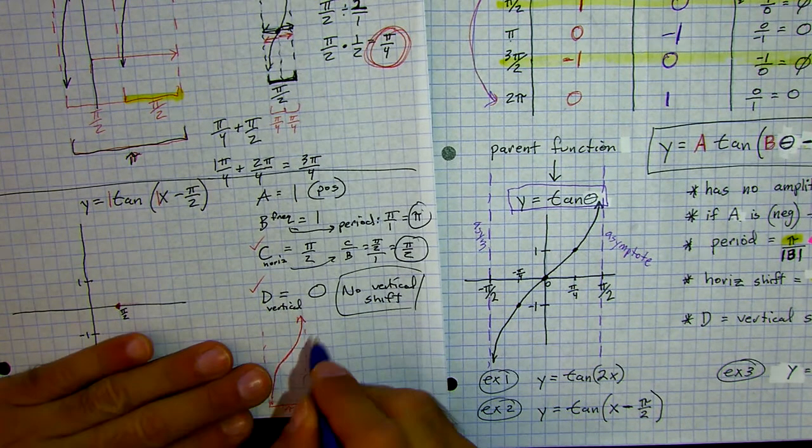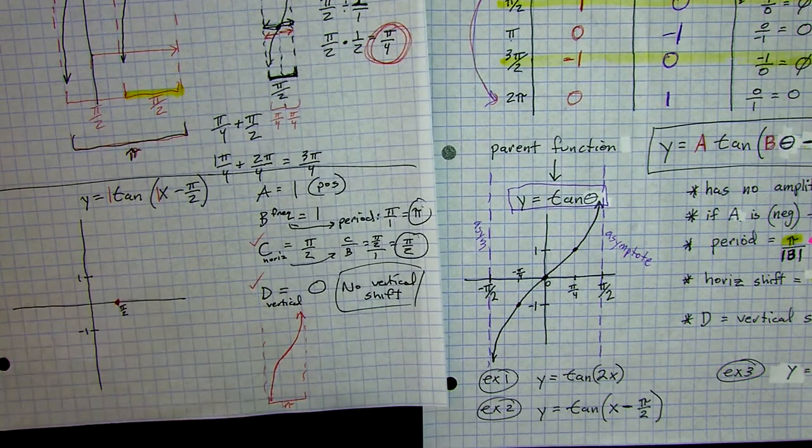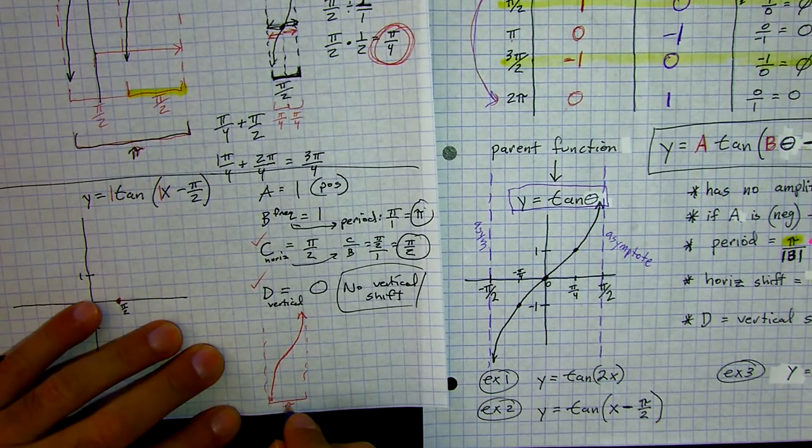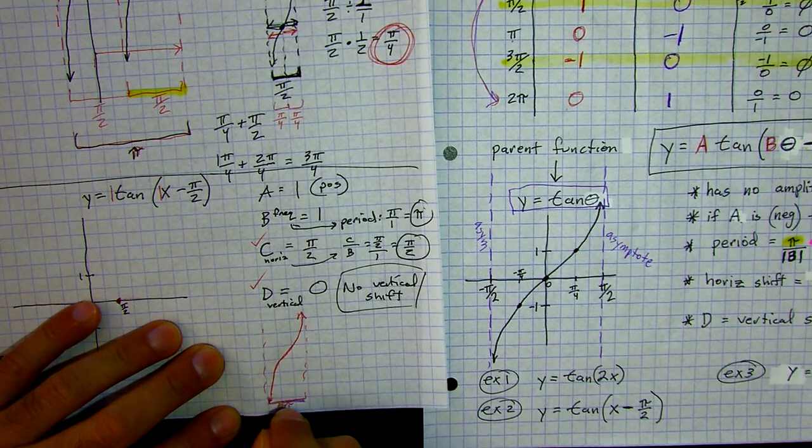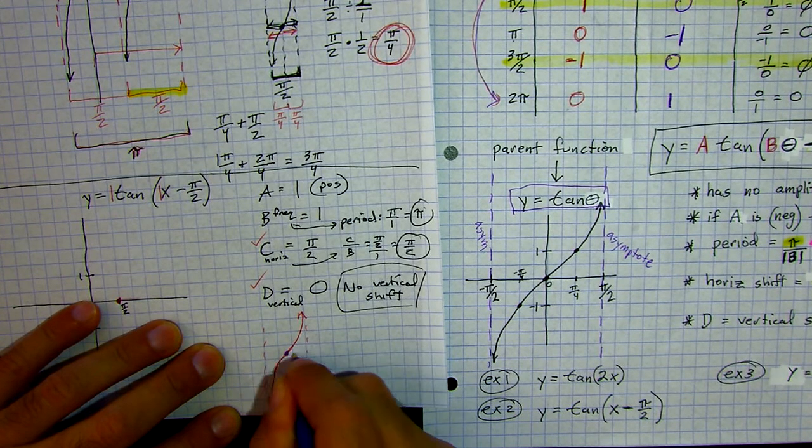So I think about this, since this is going a distance of pi, how far is it going to be to go halfway?